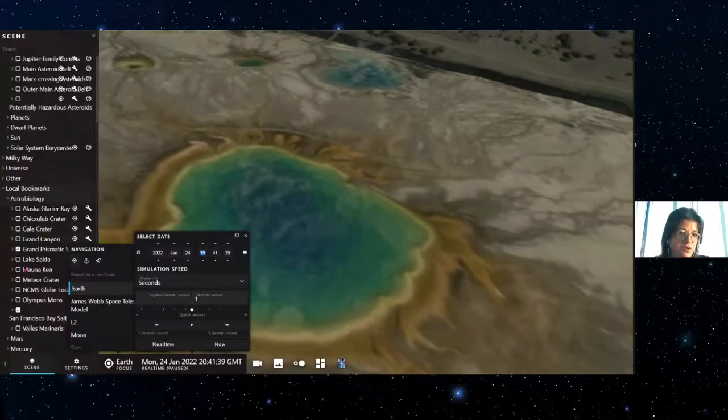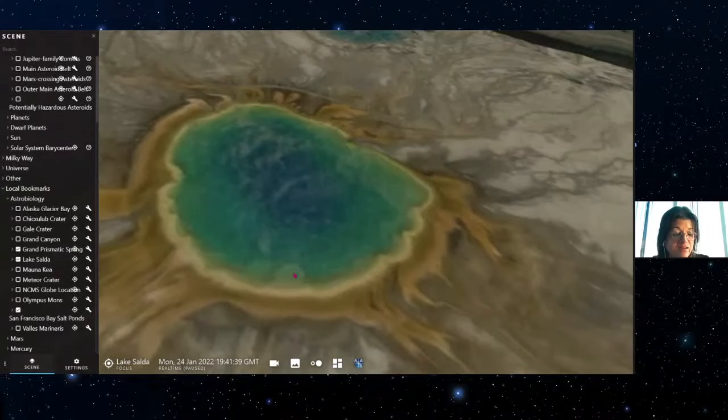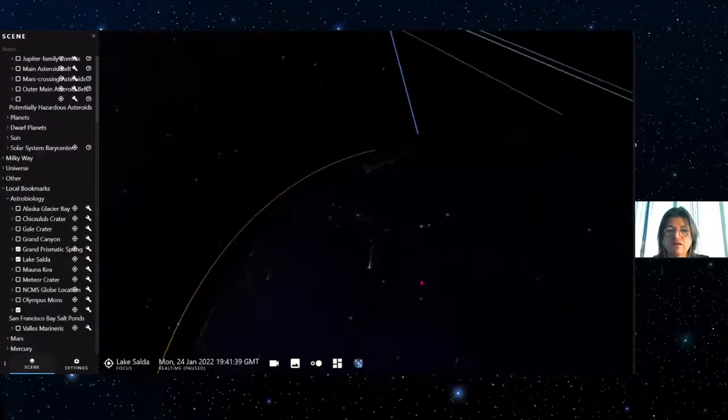And the last place we're going to talk about is in Turkey. The reason we're going is it has an analog environment on Mars, and that is going to be our next stop. So let's go.